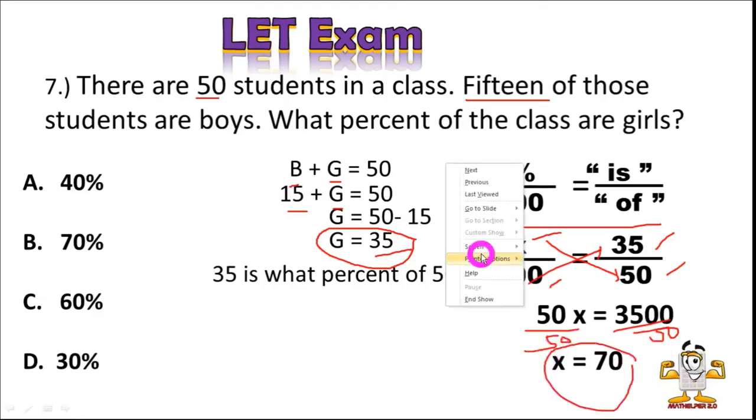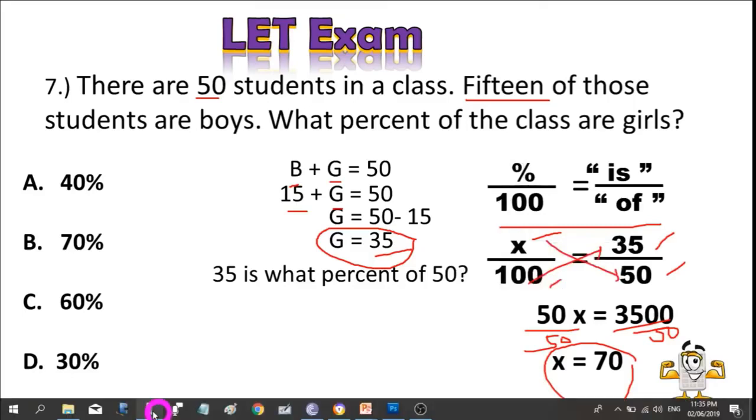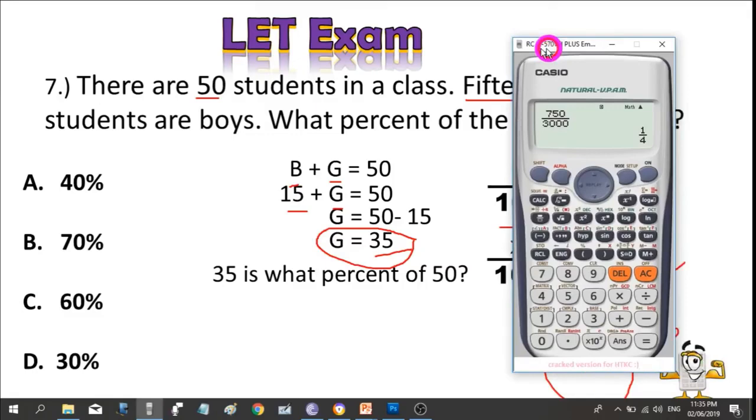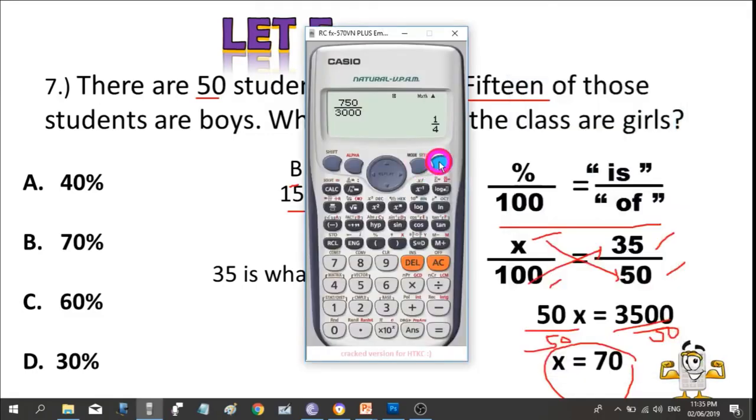So, using calculators, dahil allowed naman po tayong gumamit ng calculators. So, pwede natin i-input yung problem, yung percent proportion natin. So, alpha x over 100 equals 35 over 50. So, shift solve equals. So, the correct answer is 70 pa rin. So, 70%.